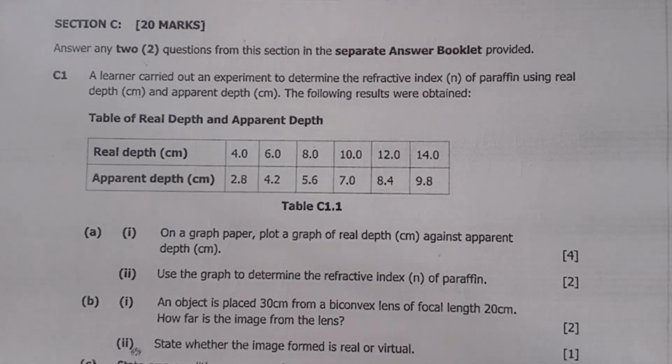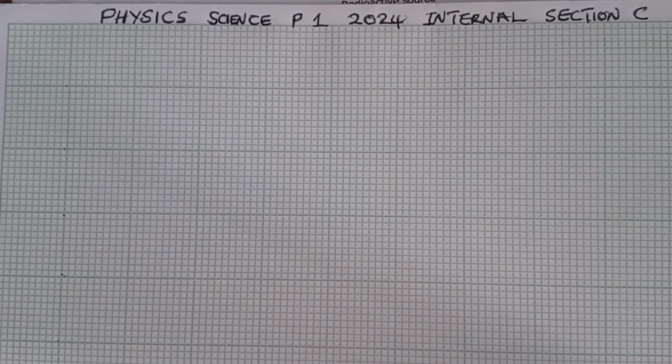So C1, a learner carried out an experiment to determine the refractive index of paraffin using real depth and apparent depth. The following results were obtained. So the table of real depth and apparent depth is given. Part A, 1, on a graph paper, plot a graph of real depth against apparent depth, 4 marks. The first thing that you need to do is identify the axis.